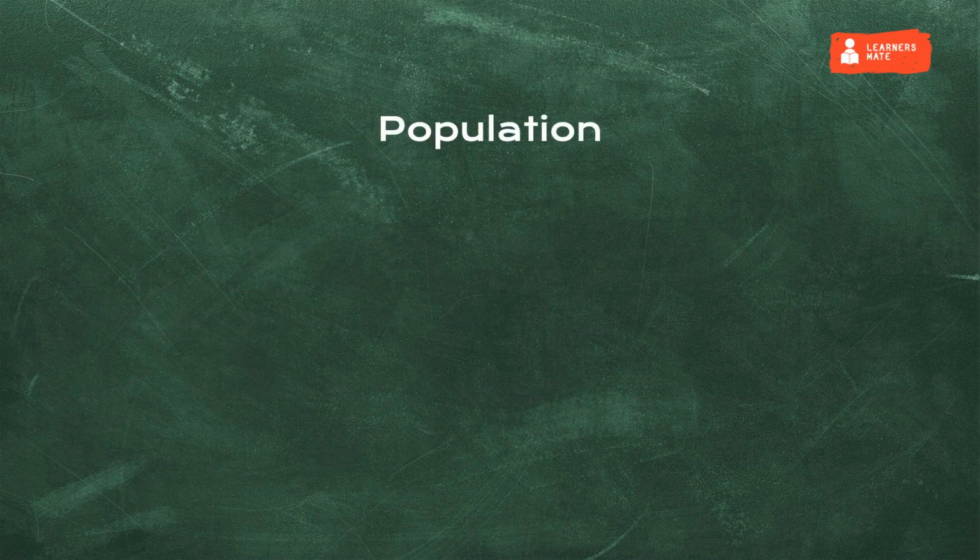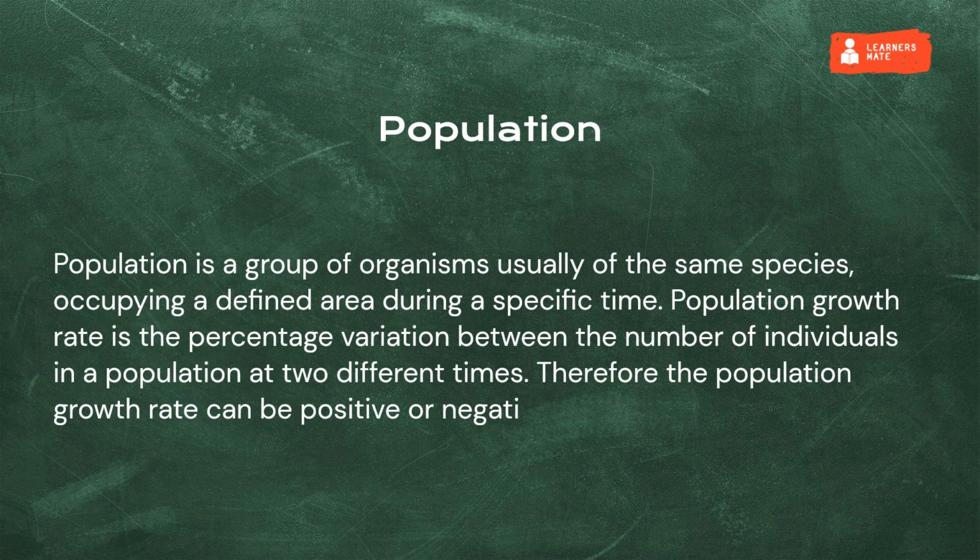The second one, population. A population is a group of organisms, usually of the same species, occupying a definite area during a specific time. Population growth rate is the percentage variation between the number of individuals in a population at two different times. Therefore, the population growth rate can be positive or negative.